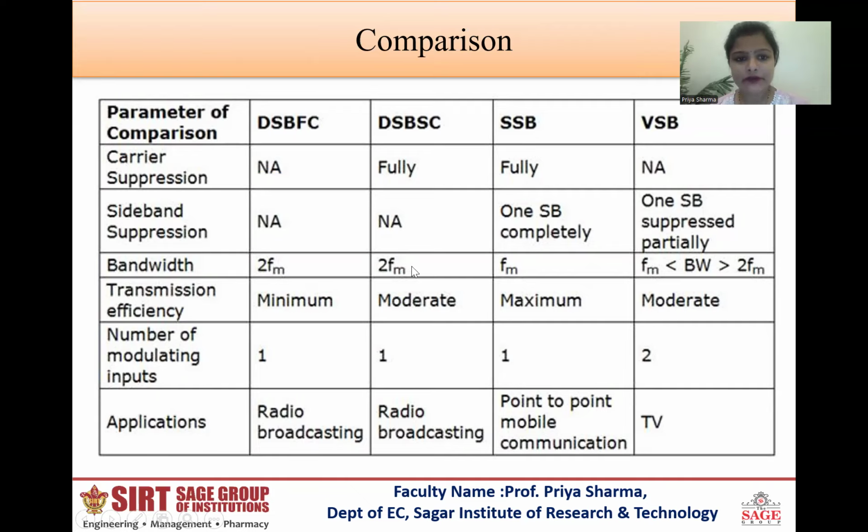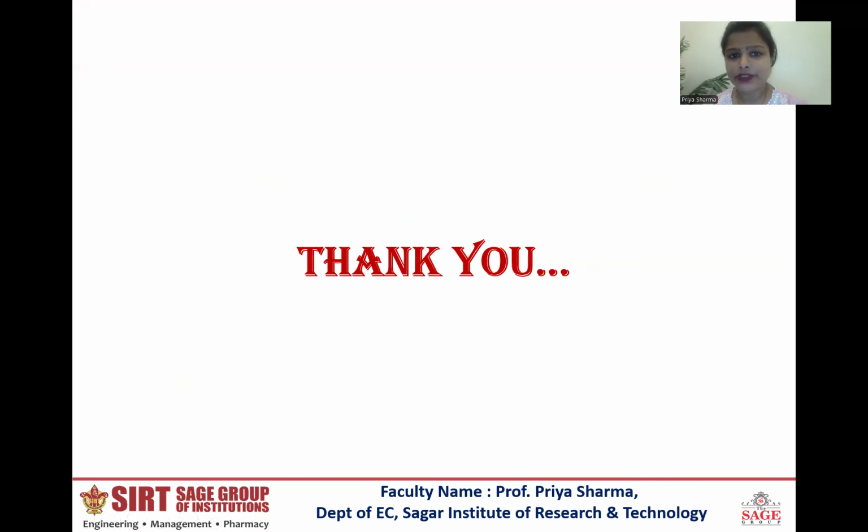Bandwidth is twice fm for both the DSBs, and it is fm for SSB, and for VSB it is greater than this but lesser than these. Transmission efficiency is discussed here. The number of modulating inputs is discussed, and applications we have already discussed. So I think that's all about amplitude modulation.